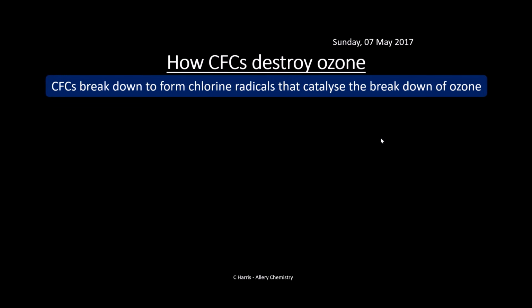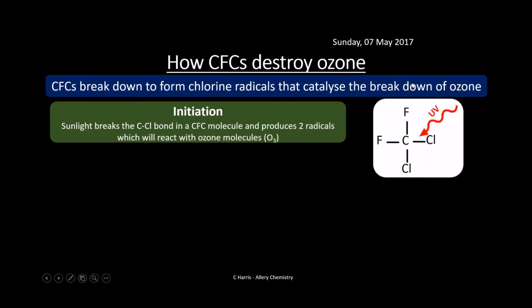And so now we need to know, well, how do these CFCs destroy the ozone? So we know how they're broken down. So basically they form these radicals, like we said, and these catalyze the breakdown of ozone. You need to know the little reactions for these as well. So here's the initiation step. Remember, obviously we've got the CFC, there it is. UV comes in, breaks the C-Cl bond. We produce two radicals, and eventually these will react with ozone.